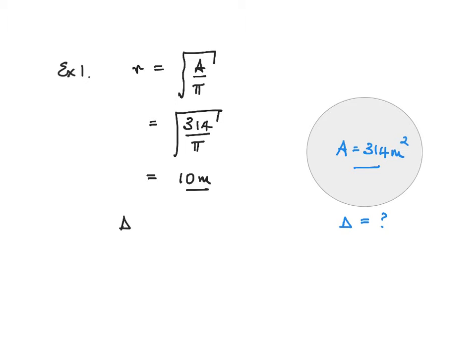Now how do we get the diameter? Well, the diameter is 2 times the radius. So 2 times 10 then equals 20 meters.